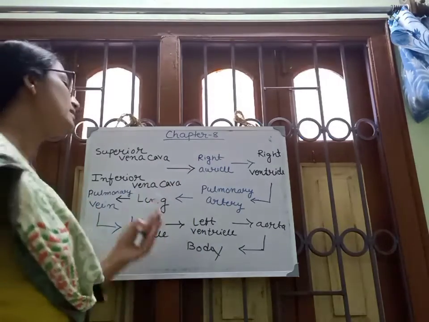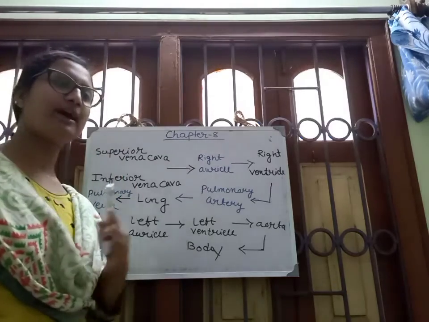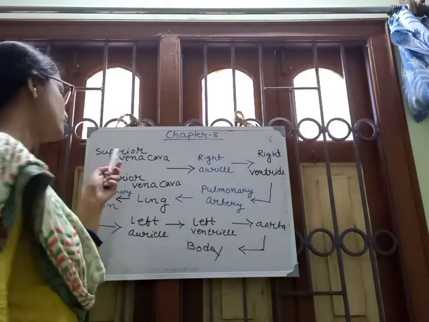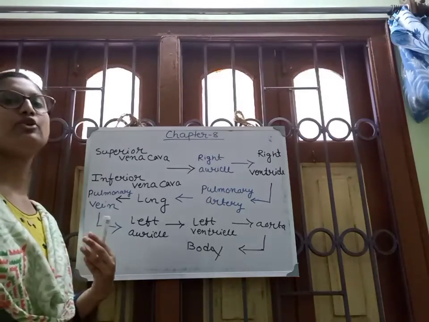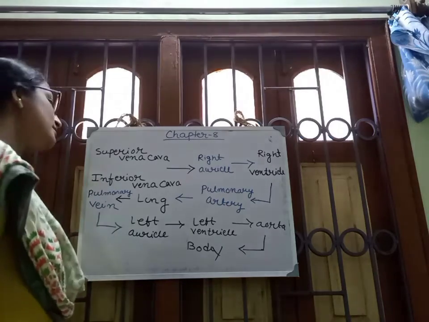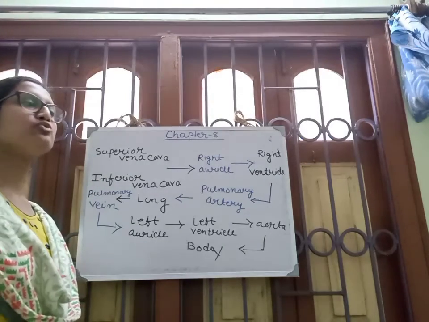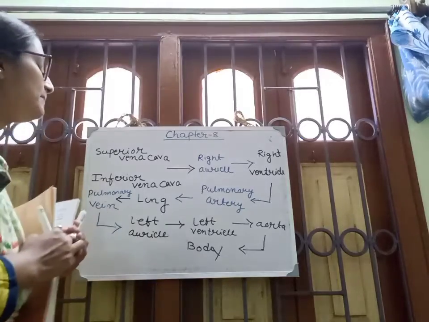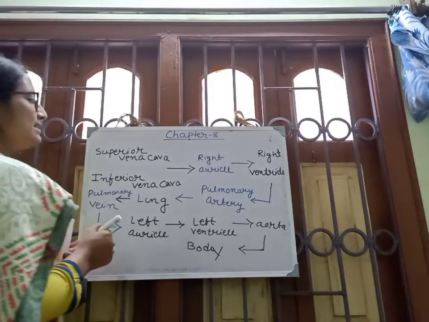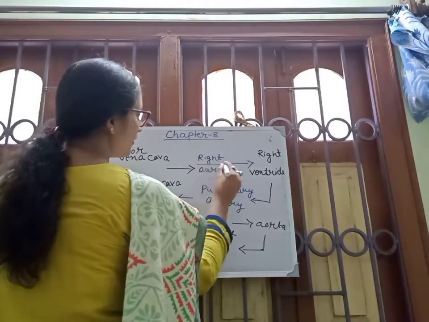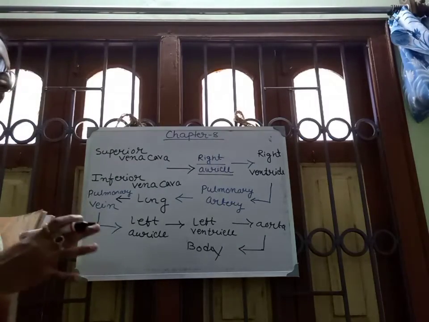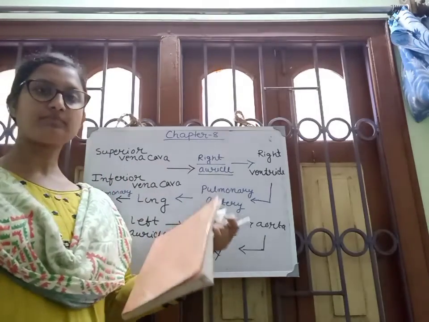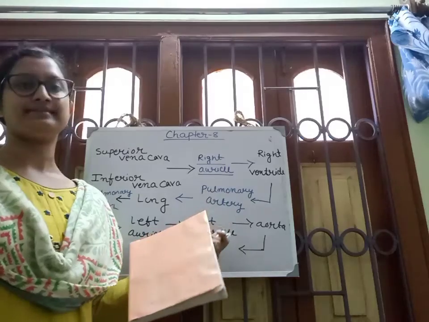I am not writing oxygenated or deoxygenated here, I am going to tell you. The deoxygenated blood from the upper portion comes through the superior vena cava, and from the lower portion the deoxygenated blood comes through the inferior vena cava. From the superior and inferior vena cava, the deoxygenated blood enters the right auricle. At this time, the right auricle is relaxed.